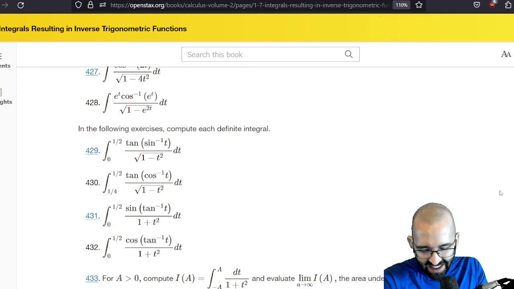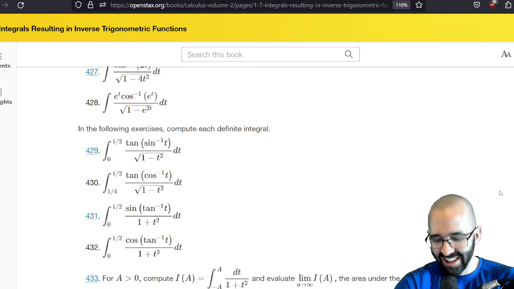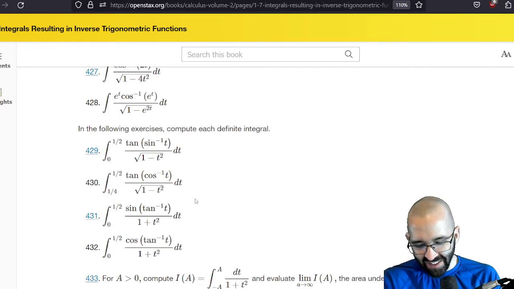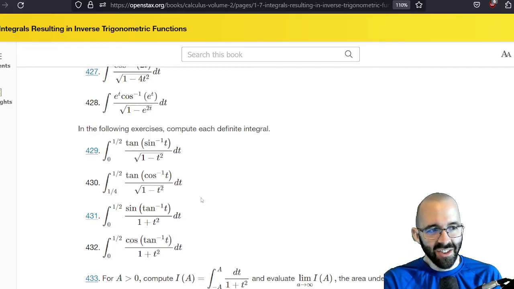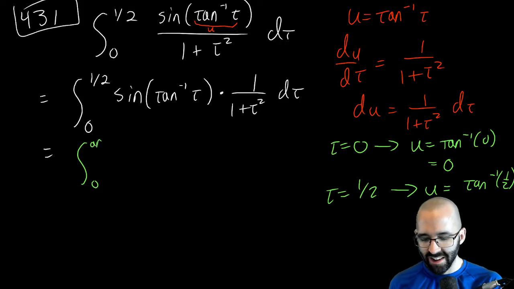I'm not crazy, right? That's not a nice number. Inverse tangent of what is 1/2? Pretty sure that's not a nice number. So we're going to write arctan of 1/2. If I'm crazy, tell me, please.